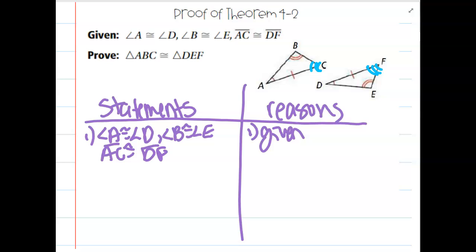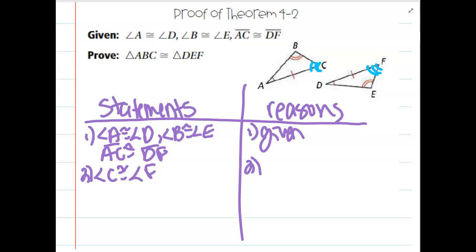Somewhere in my proof, I have to say AC is congruent to DF. I already said that, right? Somewhere in my proof, I have to say that angle C is congruent to angle F. Have I said that yet? No. Now, sometimes you're not ready to say that because sometimes you have to give a little bit more information before you can conclude that. But in this case, I'm ready to say, okay, angle C is congruent to angle F. I have enough information to say that.